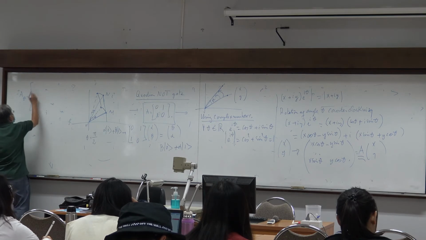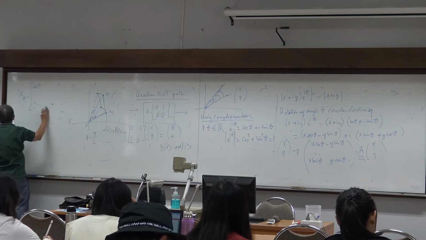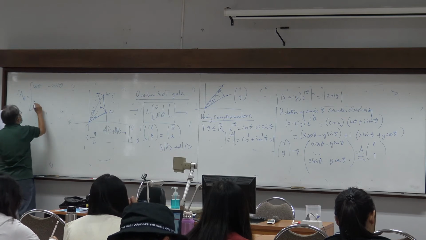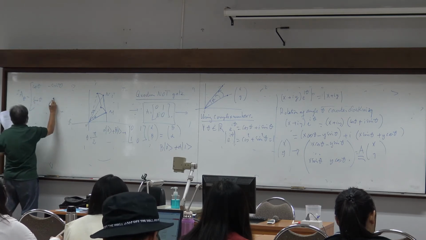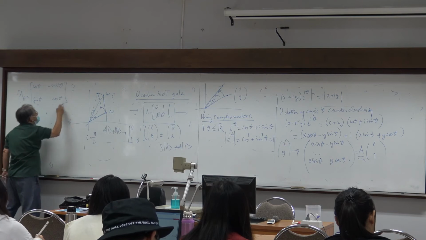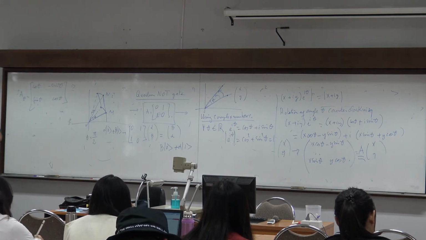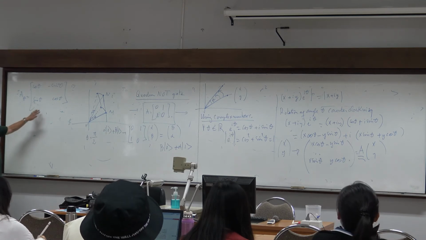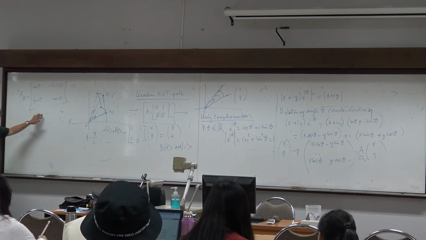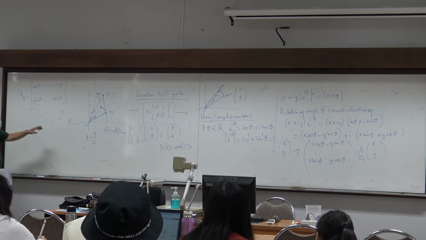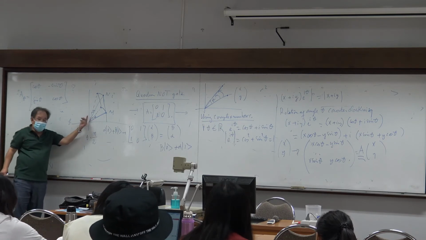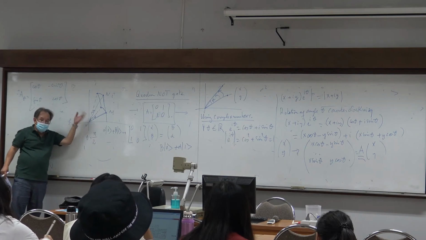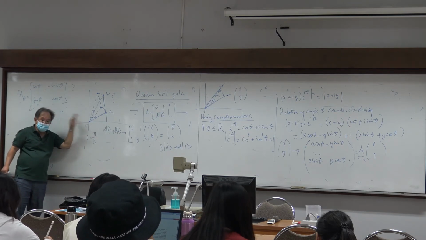You can see that cosine theta, minus sine theta, cosine theta. You can see this is a unitary matrix. This is the matrix that, when you transform a point xy to another point, rotates it counterclockwise by angle theta.